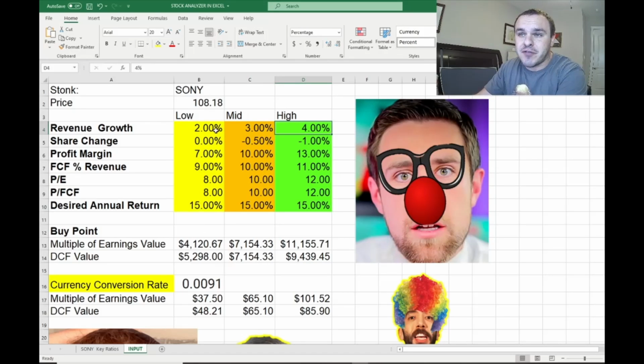Now, you can use different numbers. You can use Everything Money software or whatever. You can put 4, 5, 6, 7, 8, 9, whatever you want. But I'm very conservative.